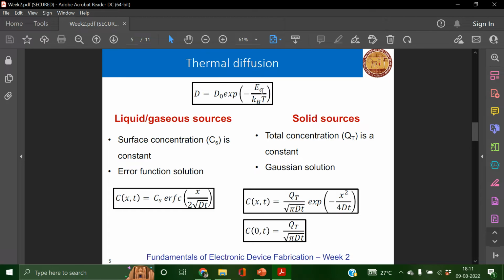EA is the activation energy for the diffusion of the dopant, KB is the Boltzmann's constant, and T is the temperature. And in case of liquid or gaseous sources, we have surface concentration constant, and that particular equation will be governed by an error function solution. That is C(x,t), where x is the depth and t is the time. We can calculate the depth using an error function.